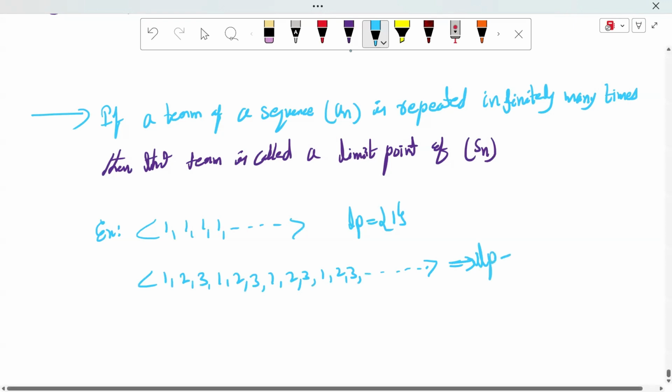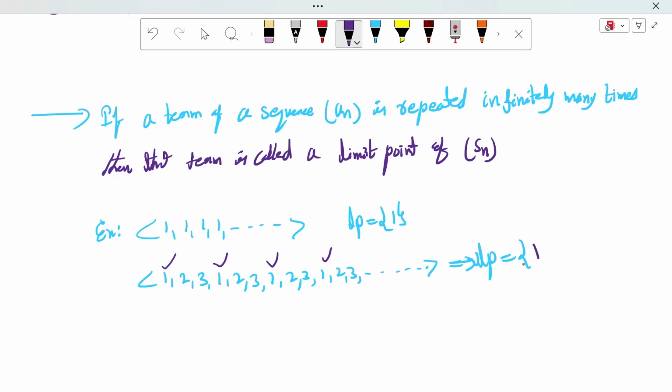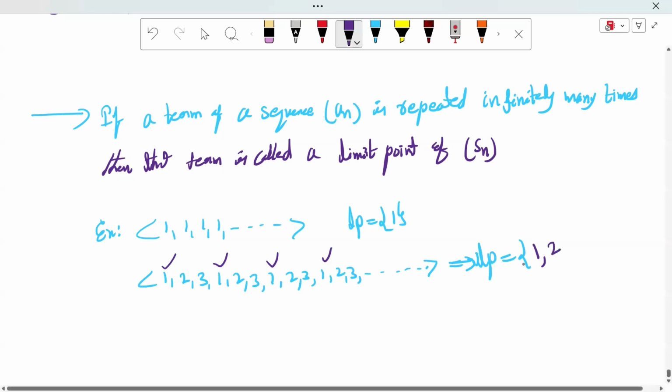లిమిట్ పాయింట్స్ చూడండి సార్. ఇక్కడ లిమిట్ పాయింట్స్ ఏమేమి వస్తాయి సార్? 1 ఇన్ఫినైట్ టర్మ్స్ ఎగ్జిస్ట్ అవుతుంది. 1 ఇక్కడ వచ్చింది, అలా వస్తూనే ఉంది సీక్వెన్స్ లోపల. ఇన్ఫినైట్ టర్మ్స్ వస్తుంది కాబట్టి 1 ఇస్ ద లిమిట్ పాయింట్. 2 కూడా మళ్ళీ రిపీటెడ్ వస్తూనే ఉంది కాబట్టి లిమిట్ పాయింట్. 3 అనేది రిపీటెడ్ వస్తూనే ఉంది కాబట్టి 3 కూడా లిమిట్ పాయింట్ అవుతుంది.